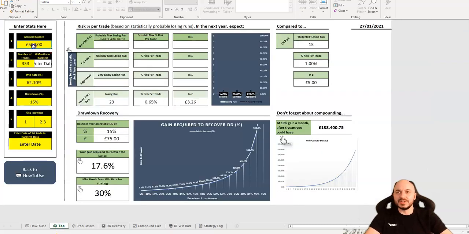So let's go to the tools section. All of our members have access to this. We put the account balance in, 1,000. Let's say we have £1,000. Let's say we've got the data, so we've got 614 trades because we've just taken that from the strategy.